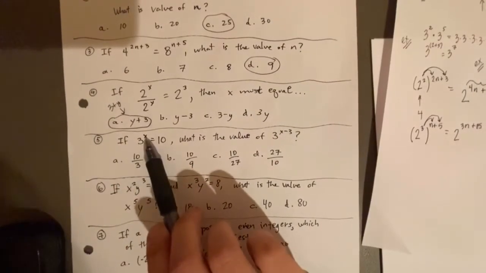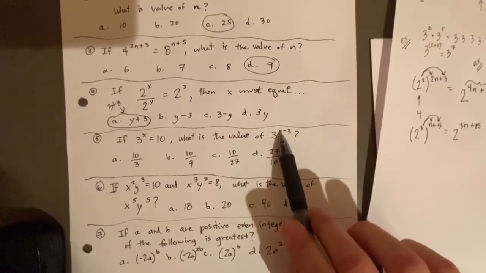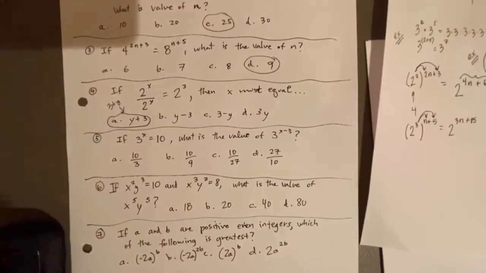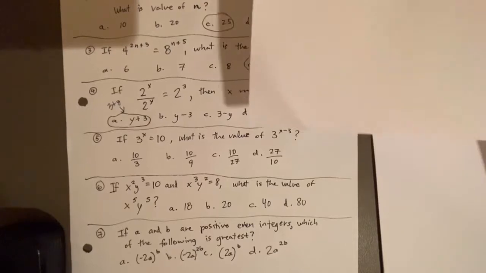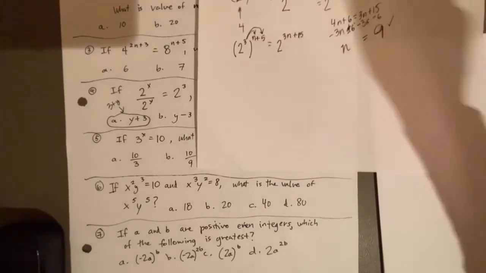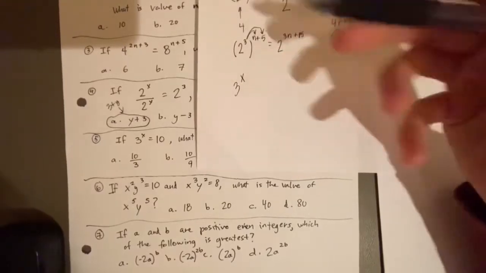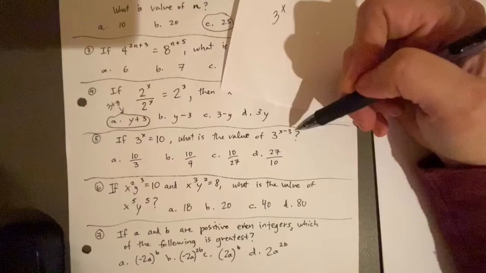All right. If 3 to the power of x is equal to 10, what is the value of 3 to the power of x minus 3? Once again, this idea of negative exponent. Let's take a look. 3 to the power of x minus 3. So we have 3 to the power of x. How can we make this look like 3 to the power of x minus 3?